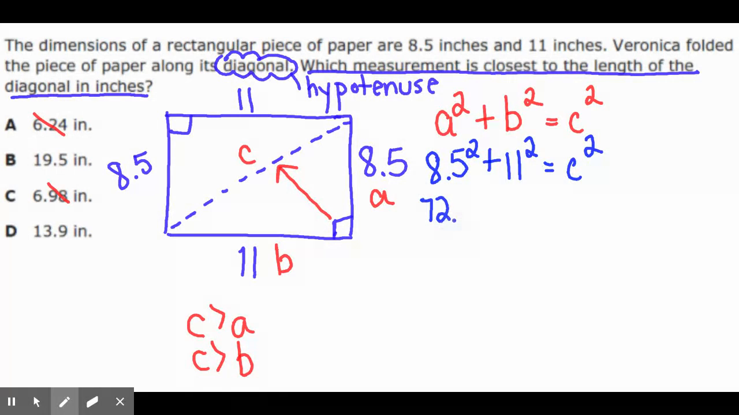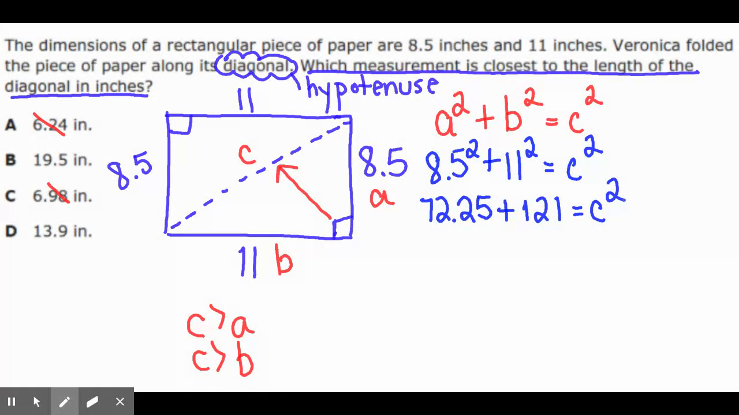All right, remember when we're squaring a number, we're not multiplying it by 2. We're actually taking that number and multiplying it times itself. So 8.5 squared would actually be 8.5 times 8.5. 11 squared would be 121. And then we don't have a value for c. That's what we're looking for, so we're going to leave that variable in our formula. We're going to continue in our simplification.